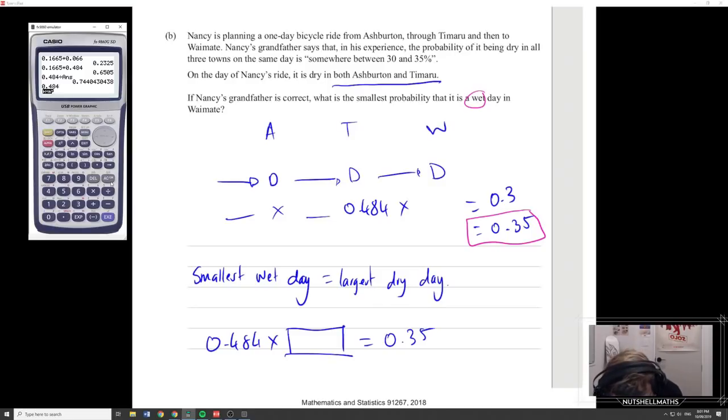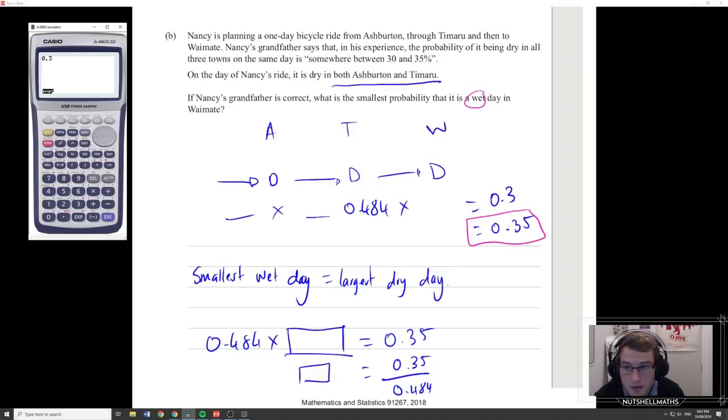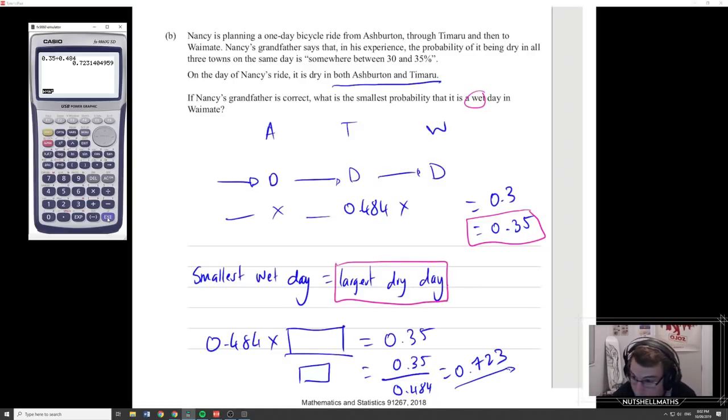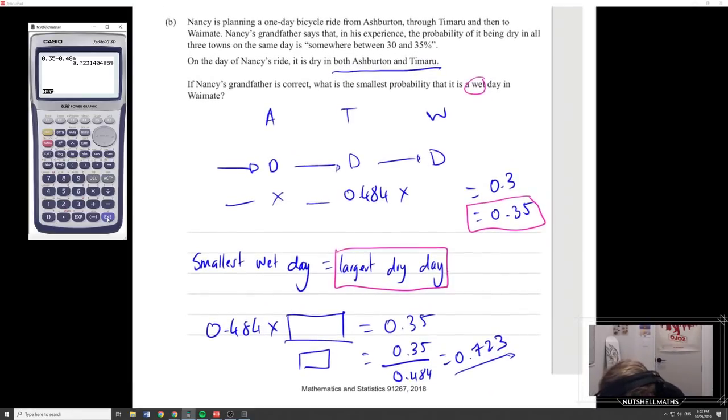So to find what this unknown is, the unknown is going to be 0.35 divided by 0.484. A little bit of rearranging. 0.35 divided by 0.484, which is 0.723. This is the highest probability of a dry day. This is the largest probability of a dry day, which means the smallest probability of a wet day is 1 minus this. 1 minus 0.723, which is going to be 0.277.